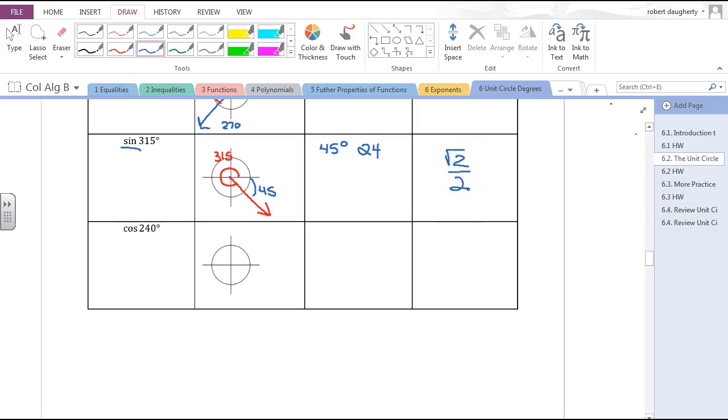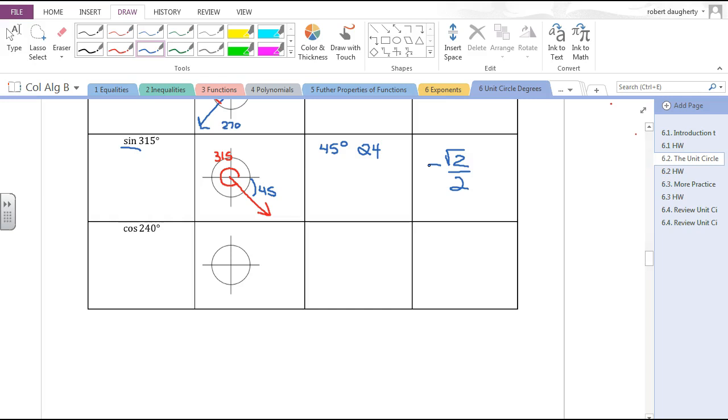Now, if you're talking about the sine function and you're in the fourth quadrant, what goes in front of a sine function in the fourth quadrant? Positive or negative? Negative. So this is negative square root of 2 over 2. Okay? So we're doing the same procedure: draw the angle, find out what quadrant it is in, and the reference angle is either going to be a 30, a 45, a 60, or you're going to be on one of the quadrants, 90, 180, 270.